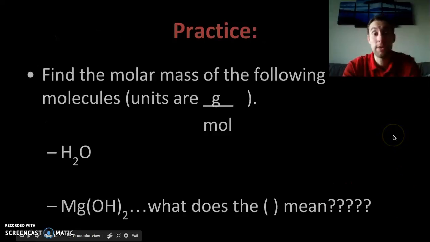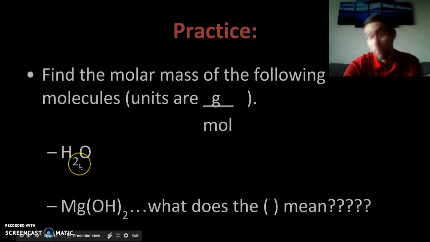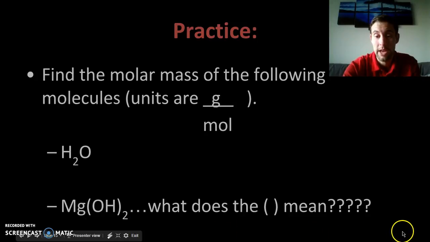All right, here's some practice you guys can try if you think you're ready. If so, go ahead and hit pause, and then unpause when you're ready. You're going to try and find the molar mass of these compounds: H2O, water, and magnesium hydroxide, or Mg(OH)2. You can guess what that parentheses means. If not, I'll show you here in just a second.